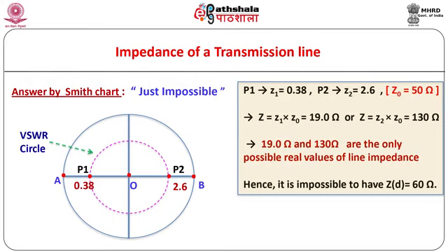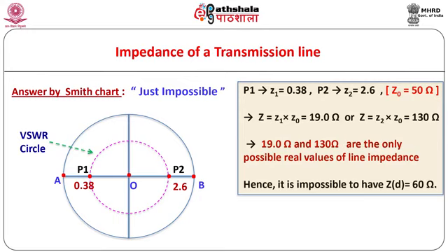For this, you have to calculate and plot the normalized load impedance ZL on the Smith chart. Draw the VSWR circle, which intersects the diameter AOB at two points P1 and P2, giving real values of normalized impedance, namely z1 equal to 0.38 and z2 equal to 2.6. From this we get Z equal to z1 into Z0, that is 19 ohm, and also Z equal to z2 into Z0, that is 130 ohm.